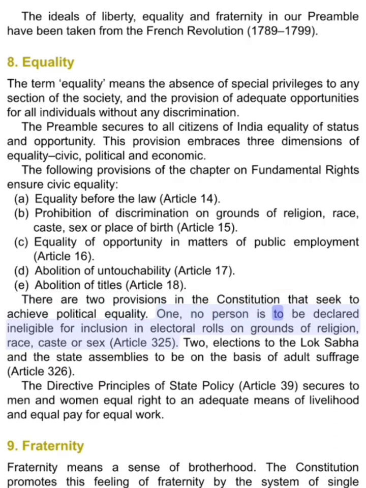There are two provisions in the Constitution that seek to achieve political equality. 1. No person is to be declared ineligible for inclusion in electoral rolls on grounds of religion, race, caste or sex. Article 325. 2. Elections to the Lok Sabha and the state assemblies to be on the basis of adult suffrage. Article 326. The directive principles of state policy, Article 39, secures to men and women equal right to an adequate means of livelihood and equal pay for equal work.